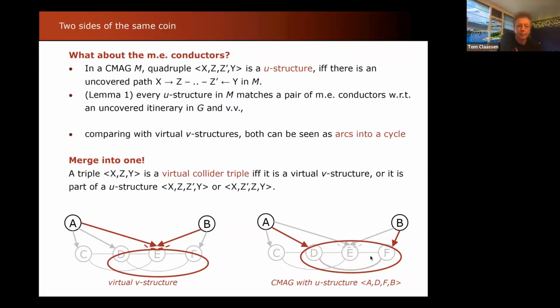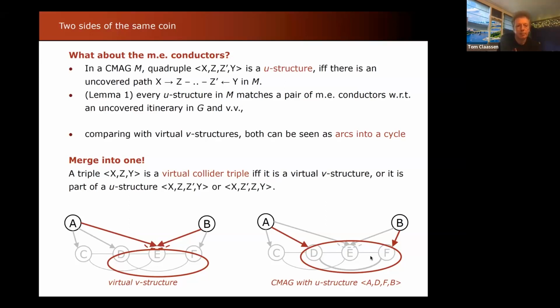Comparing with the virtual V structures, both can be seen as arcs into a cycle, so they actually look very similar. On the bottom, the graph on the left-hand side shows a virtual V structure into a cycle. The one on the right shows a U structure, but they both have just these two arcs into a cycle. That means we can actually treat them as the same thing. That's where we introduce the notion of the virtual collider triple, defined as either a V structure or part of a U structure. It turns out that this is actually sufficient, and that greatly simplifies the representation.